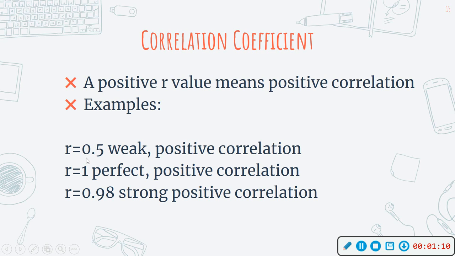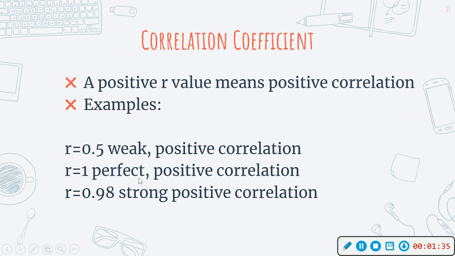So let's talk about what we mean by the closer to 1, the better the correlation. 0.5, anything around 0.5 is a pretty weak correlation. They might use the words weak or moderate to explain this, but if you see anything around 0.5, it's called weak. If you see R equals 1, then this is a perfect correlation.